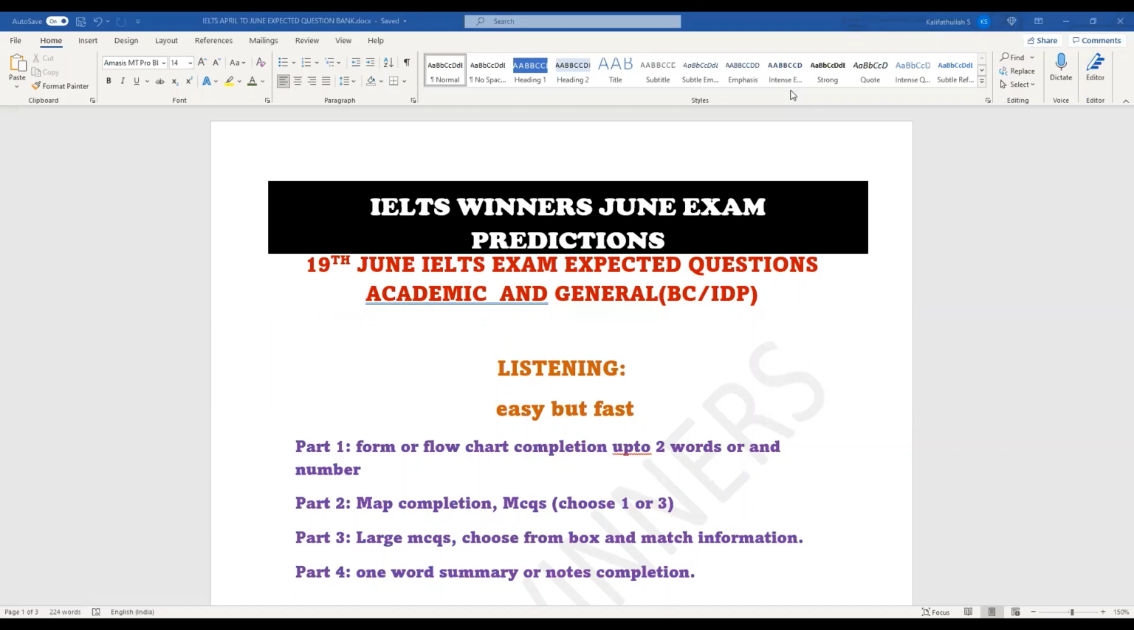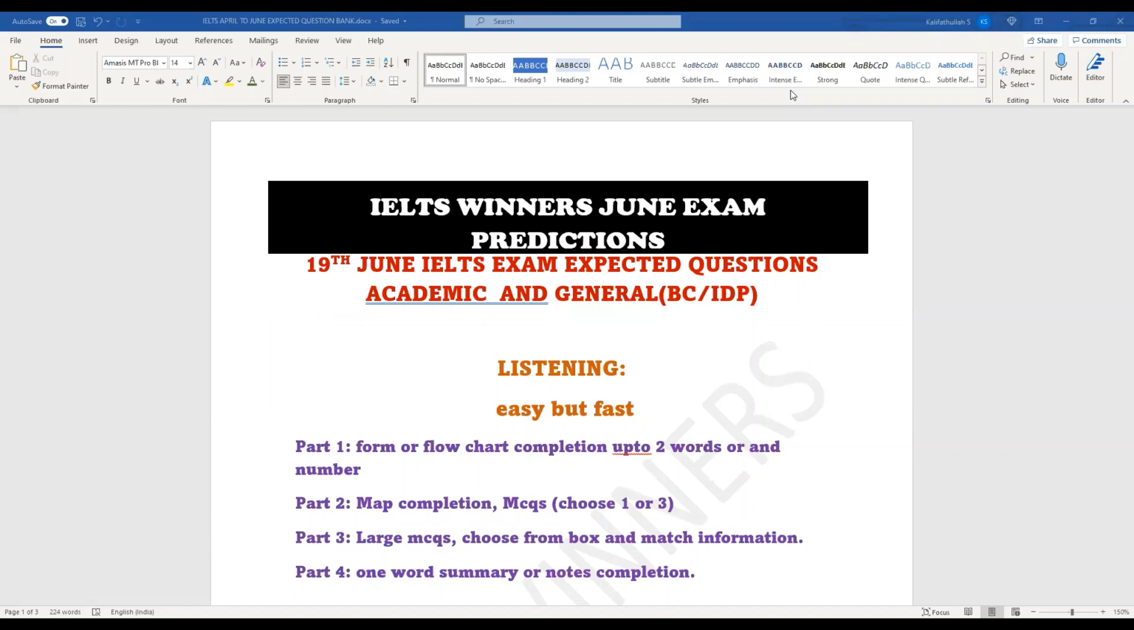So as we all know, in many places the exams have resumed. People are starting their exams, at least for computer based. Paper pen is still in the dilemma, but it will be updated very soon. Today we are going to see the prediction for the next exam date, that is 19th June 2021.